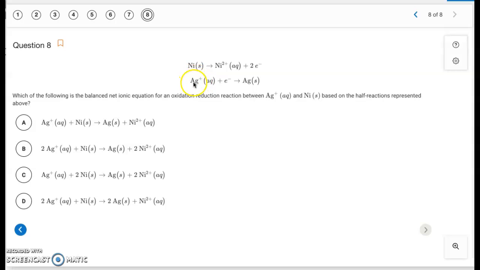That means when you put them together, the silver ion and the silver solid will both have coefficients of 2. So the answer then has to be D. D is the only one that shows coefficients of 2 for both of those.